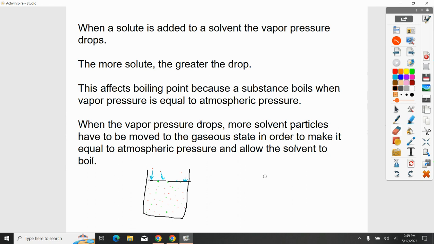Now, this is important because vapor pressure is the factor that determines where a substance will boil, or what temperature a substance will boil. A substance boils when its vapor pressure is equal to atmospheric pressure. So if I've cut the vapor pressure down on my solvent, I'm giving it a further way to go, a greater distance it has to go in order to get up to the atmospheric pressure, which means you're going to have more heat. It's going to take more energy to get more particles to leave the liquid and go into the gaseous state.